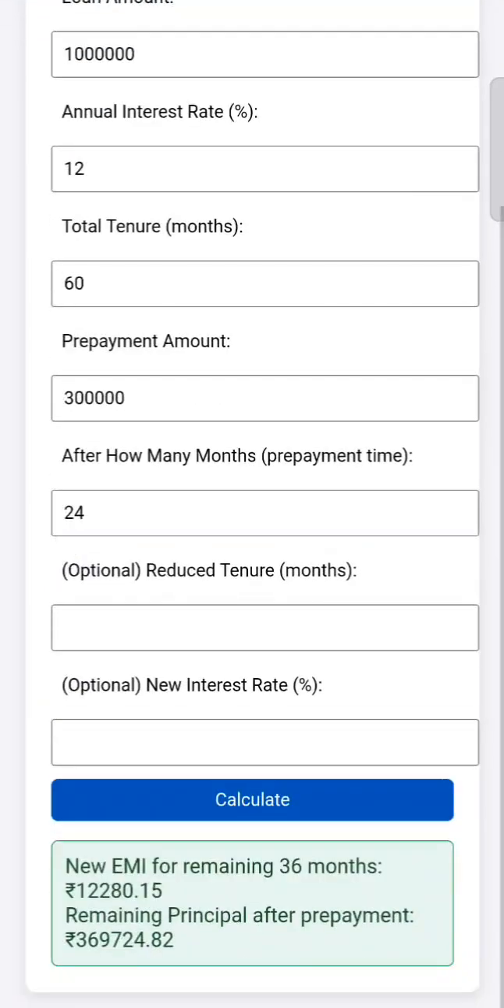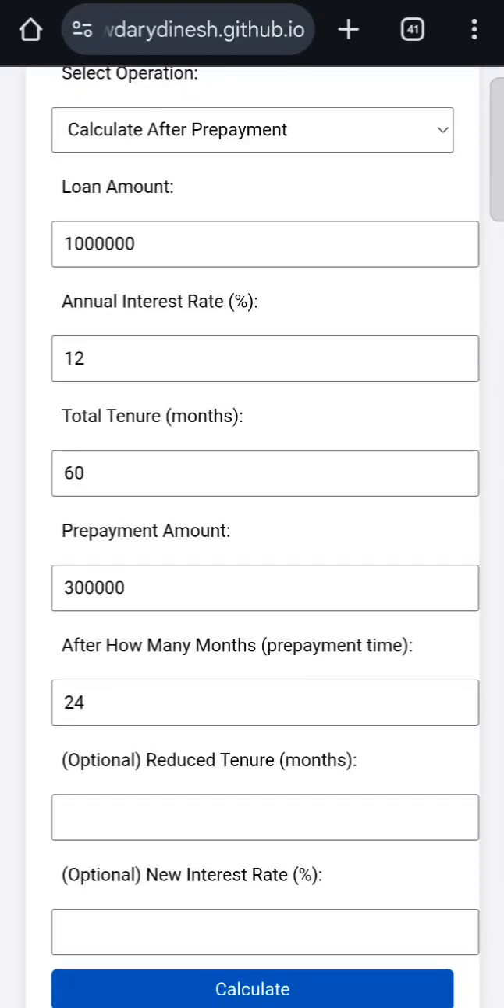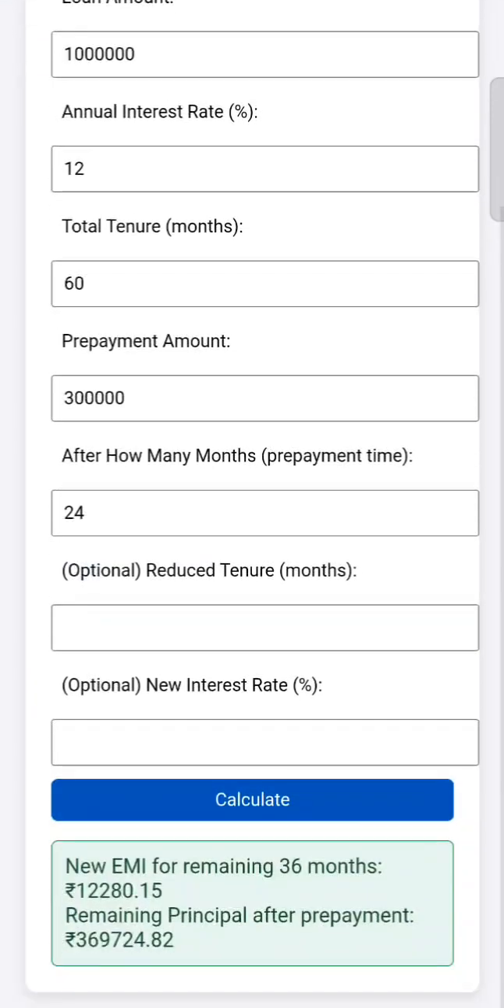Okay, so now if you look at this, the new EMI is 12,280 rupees, right? And the principal remaining is 3,69,724 rupees. So after 24 months, after you do the prepayment of 3 lakhs, the remaining principal is 3,69,000, and the EMI that you will be paying for the next 36 months, because you already paid for 24 months, is 12,280 rupees.